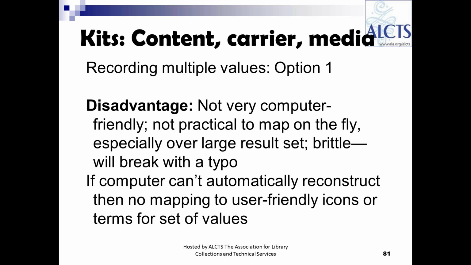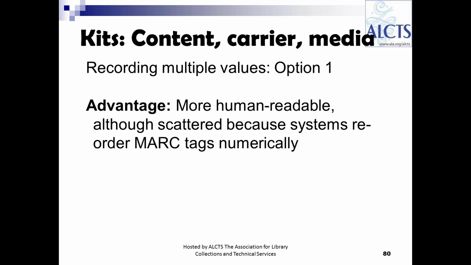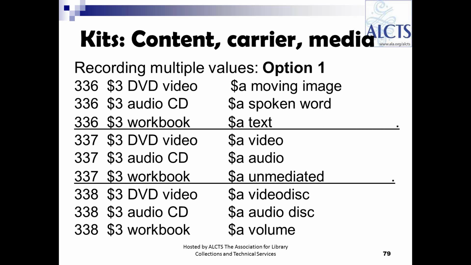And if the computer can't automatically reconstruct the groupings, then it's hard to see how a computer is going to map the groupings to user-friendly icons or terms. For a set of values, it's fairly straightforward if you only have one content, one carrier, and one media type. But here, you could have an infinite number of things in any given subfield 3, and the computer would have to do quite a bit of analysis, or else have done the analysis up front and sort of stored it somewhere.